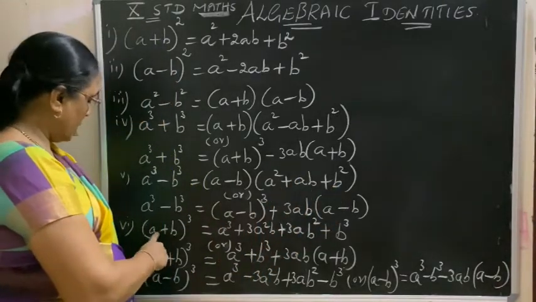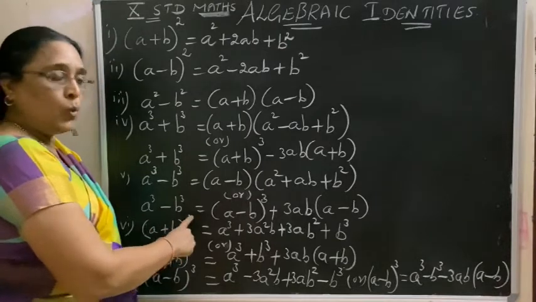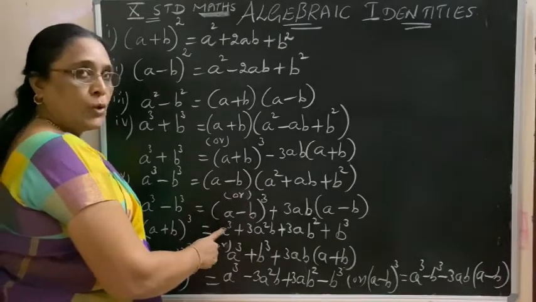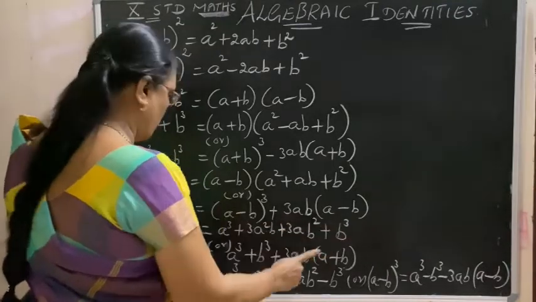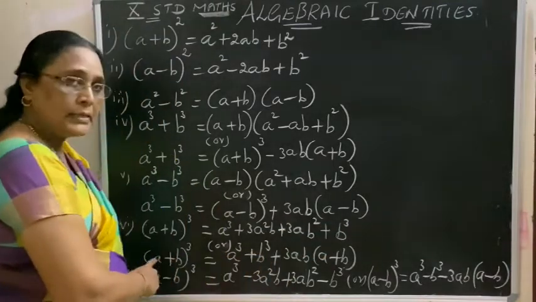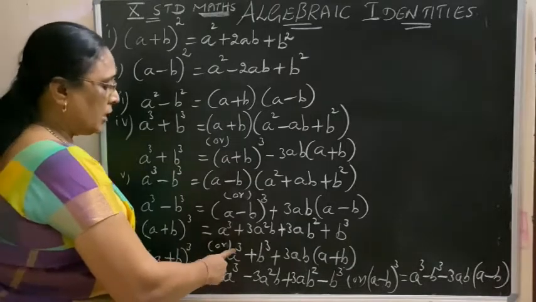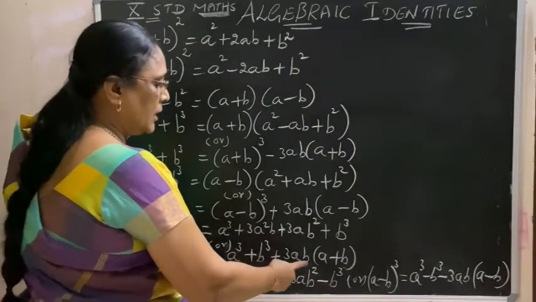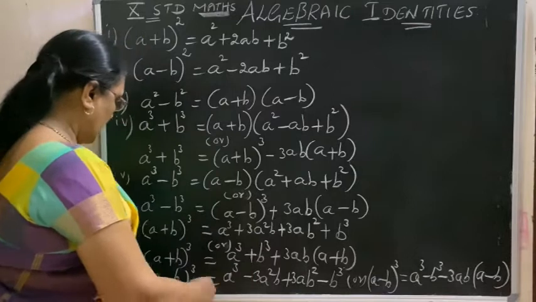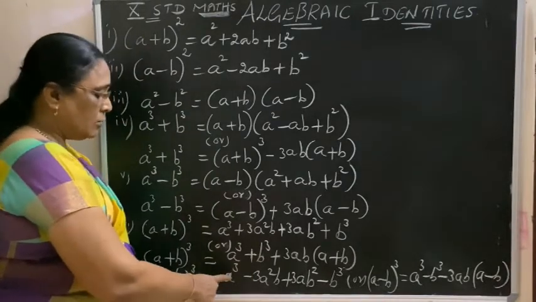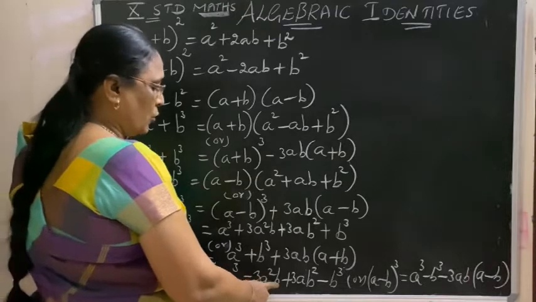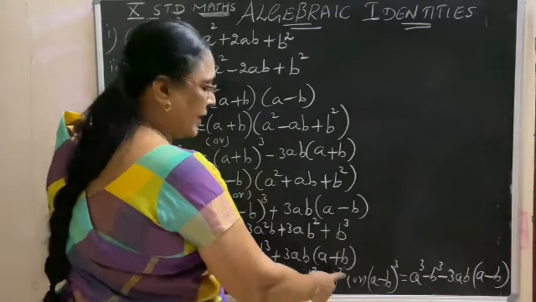Then the sixth one, (a plus b) whole cube is equal to a cube plus 3a square b plus 3ab square plus b cube. Otherwise, you can write this as (a plus b) whole cube equal to a cube plus b cube plus 3ab into (a plus b). Then the minus formula: (a minus b) whole cube equals a cube minus 3a square b plus 3ab square minus b cube.